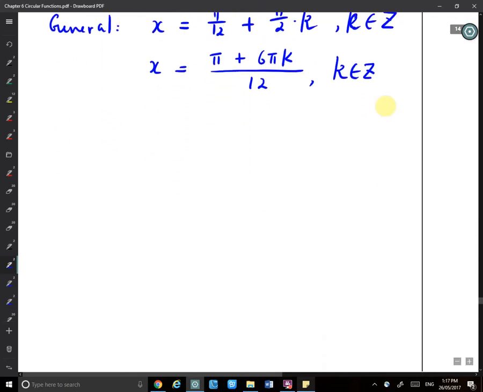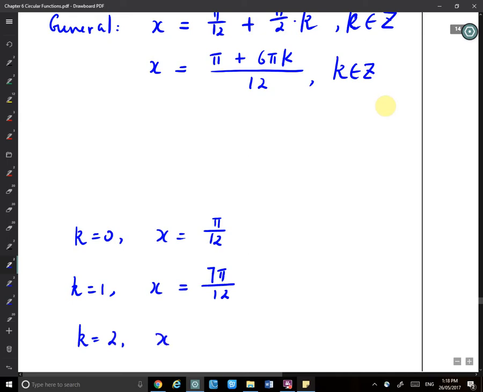So from k equals 0, x will be pi over 12. k equals 1, x will be 7 pi over 12. If k equals 2, x equals 13 pi over 12. 13 pi over 12 is out of domain, out of pi. So I'll stop here and go backwards.